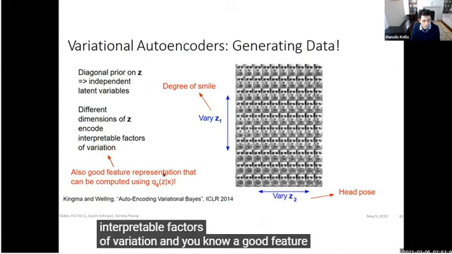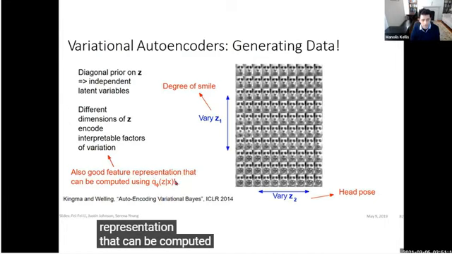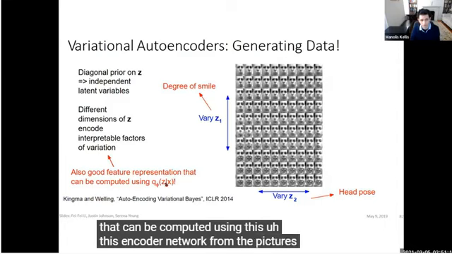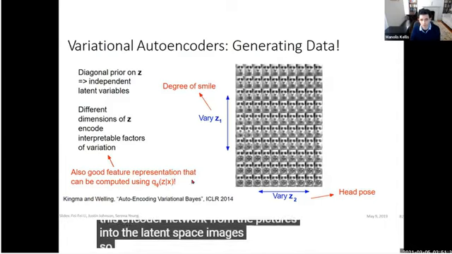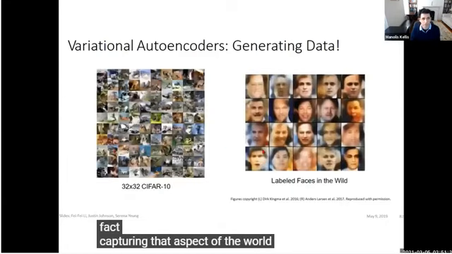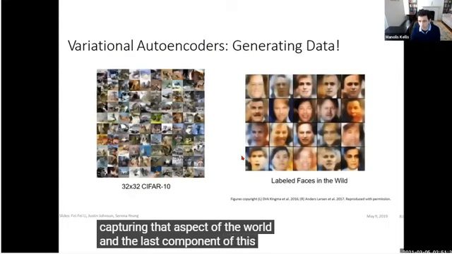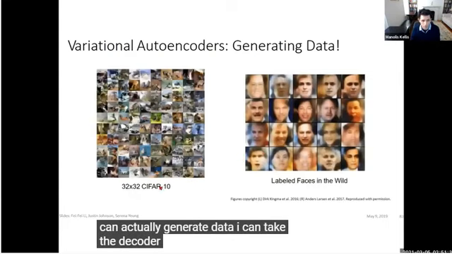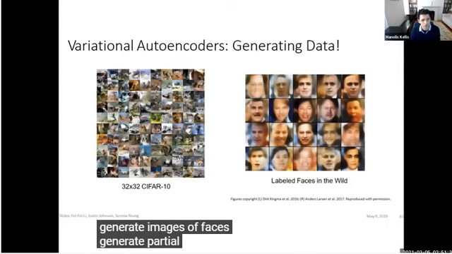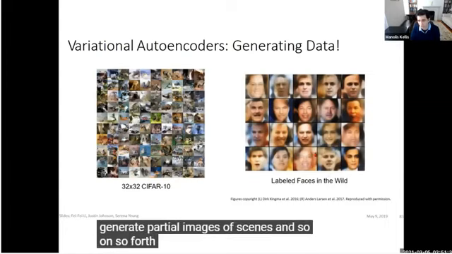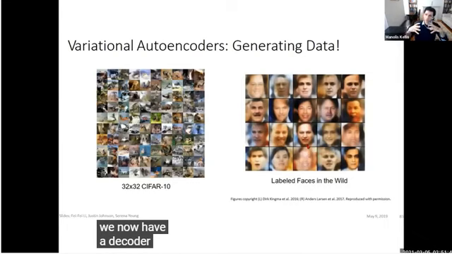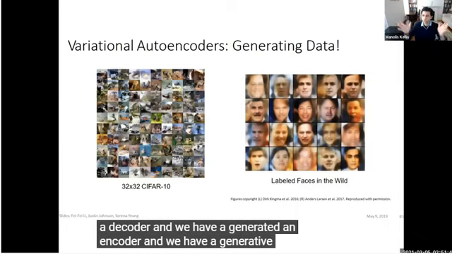And a good feature representation that can be computed using this encoder network from the pictures into the latent space images, so into the latent space vectors, is in fact capturing that aspect of the world. And the last component of this is that I can actually generate data. I can take the decoder and just vary the parameters and then generate images of faces, generate partial images of scenes, and so on and so forth. Okay? So what's really cool here is that we now have a decoder and we have an encoder, and we have a generative model of the world.